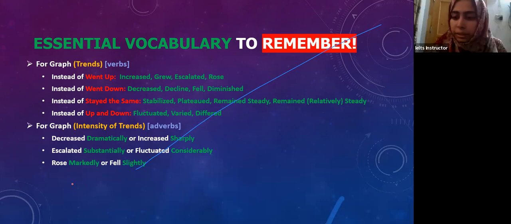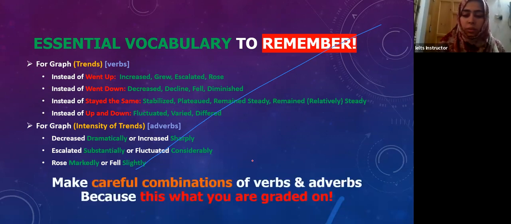All right, let's move on to the next thing. Okay, also one more thing, you should be very careful about the combination as well. For example, if you use the word decreased sharply, that does not suit very well. Okay, so use the same combination of verb and adverbs whenever you are using these in your text. All right, so make careful combinations of the verbs and adverbs.